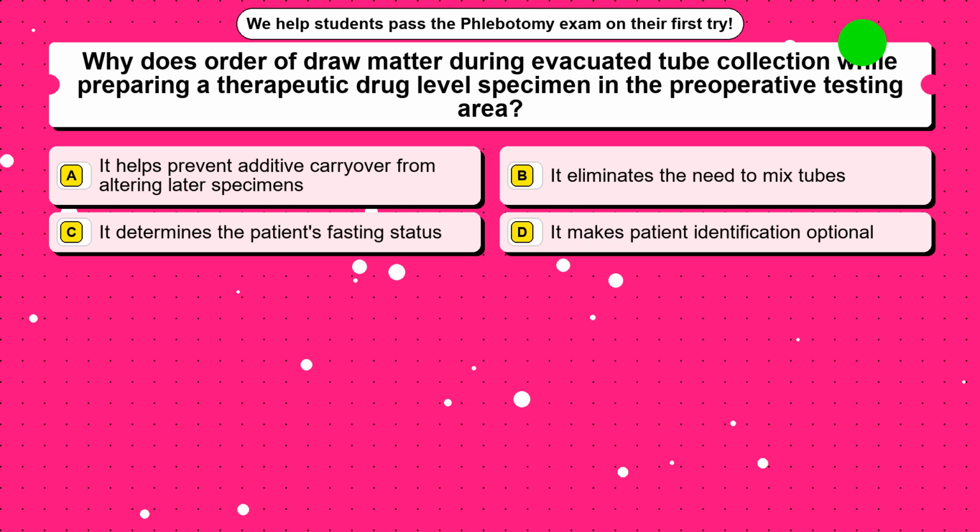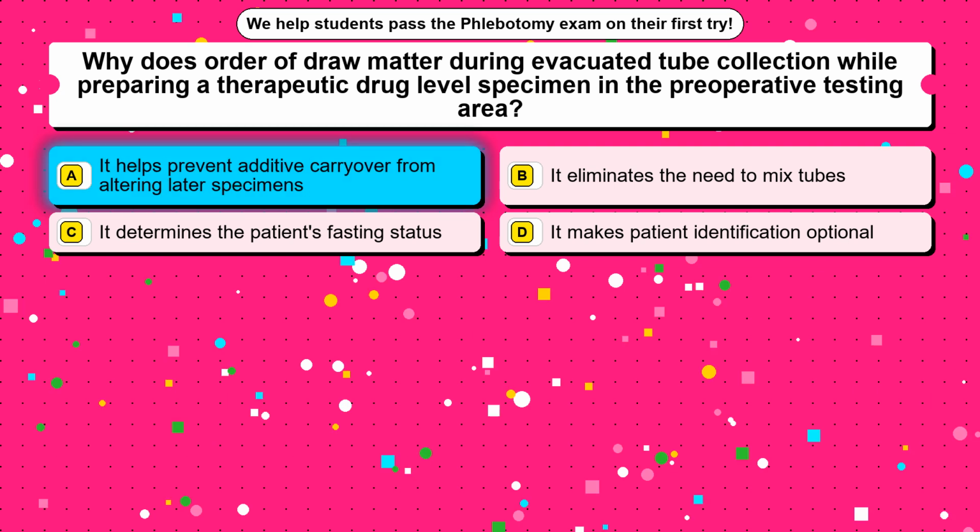Question 22. Why does order of draw matter during evacuated tube collection while preparing a therapeutic drug level specimen in the preoperative testing area? Option A. It helps prevent additive carryover from altering later specimens. Option B. It eliminates the need to mix tubes. Option C. It determines the patient's fasting status. Option D. It makes patient identification optional.